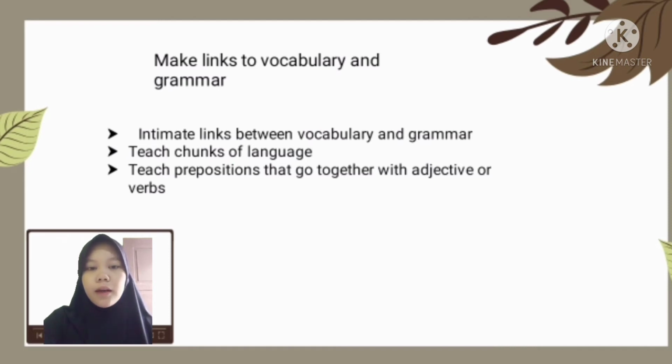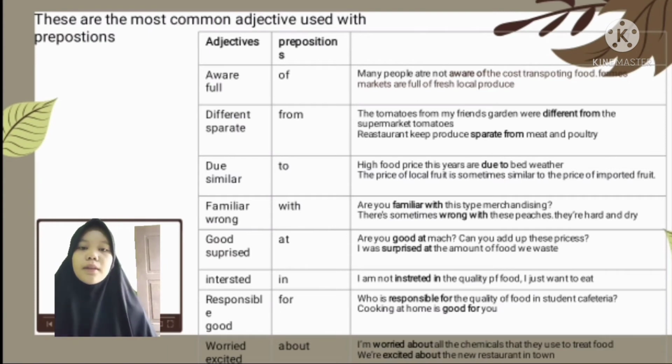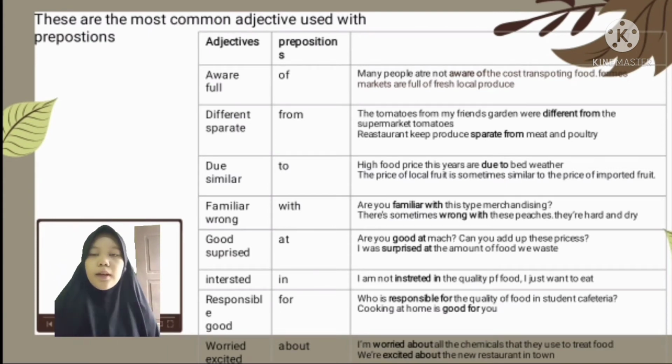Okay, links to vocabulary and grammar. The first, the intimate link between vocabulary and grammar. The second, chunks of the language. The last, prepositions that go together with adjectives or verbs. These are the most common adjectives used with prepositions.